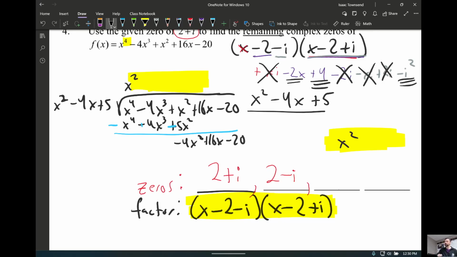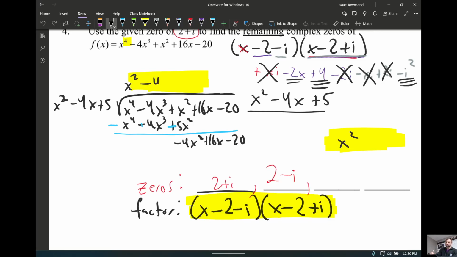Now, we do have one really nice thing going for us that's about to happen. Because these factors came from zeros, these should divide into it evenly. There should not be a remainder when we're done. So, again, this looks like a terrible long division question, but it should be just fine in like 5 seconds.